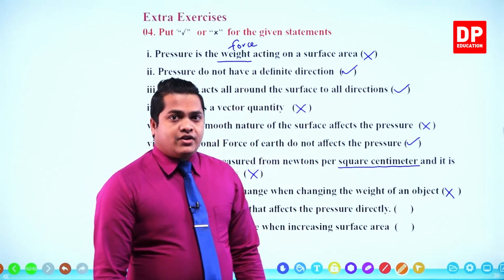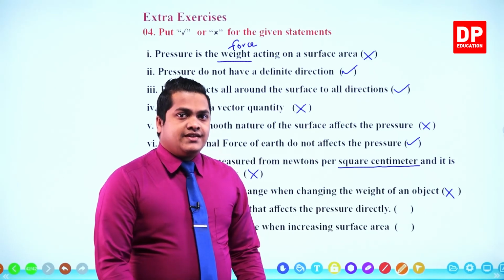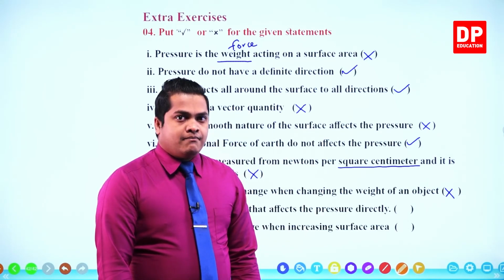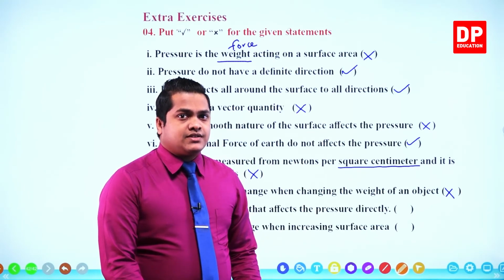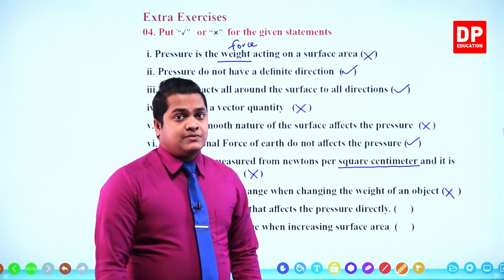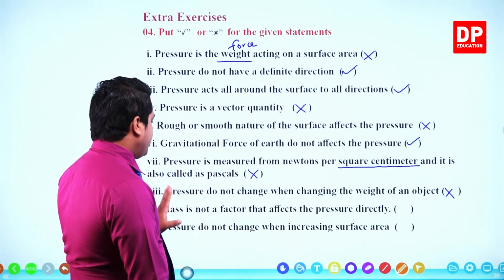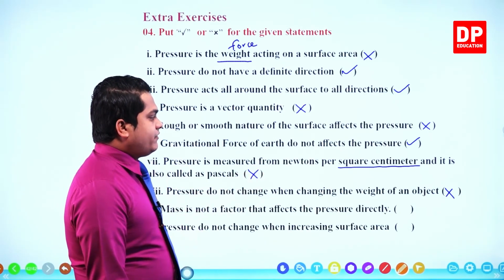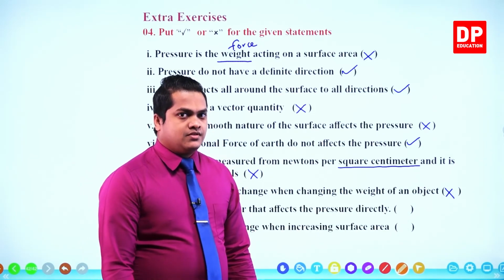When changing the weight of an object, pressure is going to change. When increasing the weight, pressure is going to increase. When decreasing the weight, pressure is going to decrease. But however, pressure is not the weight placed on a certain surface area. Force placed on a certain surface area is correct. But pressure is going to change when changing the weight of an object, as it also counts as a force.